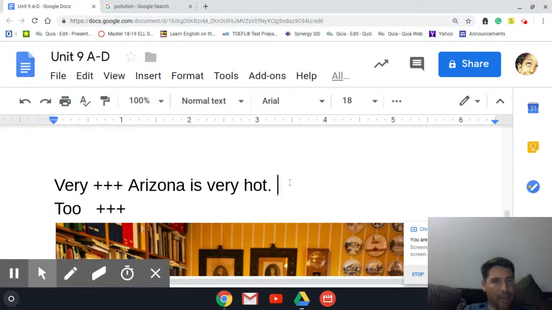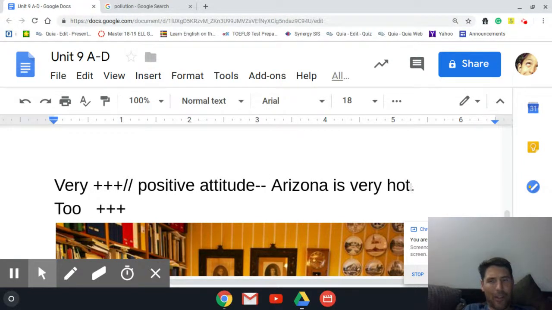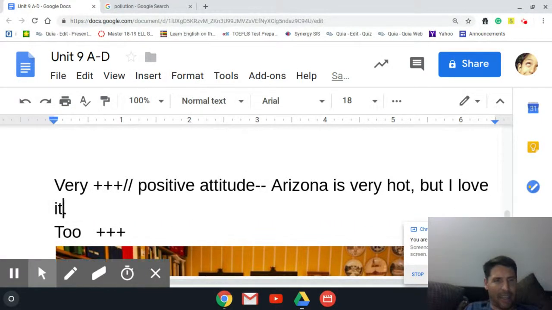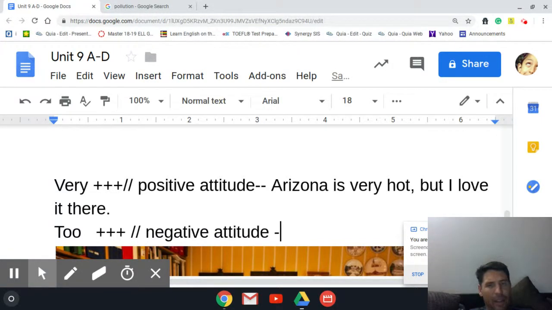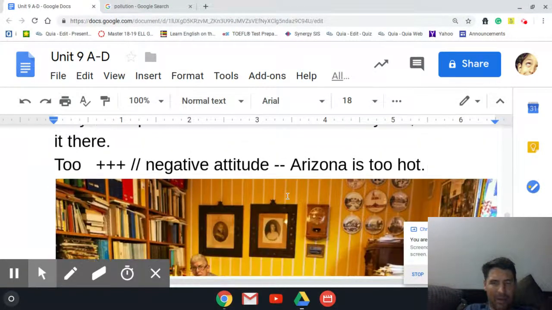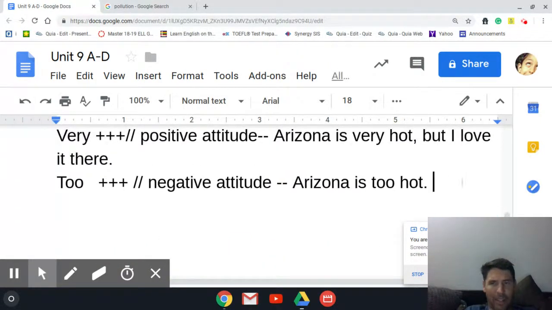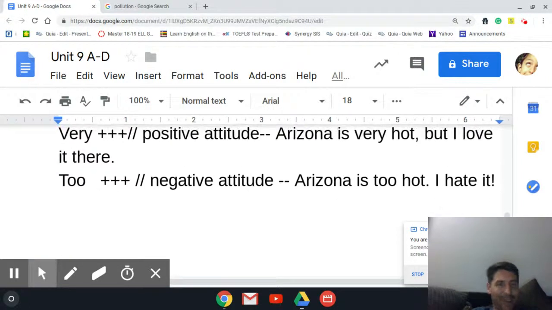Okay. But if I use very, there's kind of a positive attitude. So Arizona is very hot, but I love it there. Okay. But if I say too, it's kind of a negative attitude, a negative feeling, right? Arizona is too hot. I hate it. Right? So that's a negative attitude about Arizona. Okay.